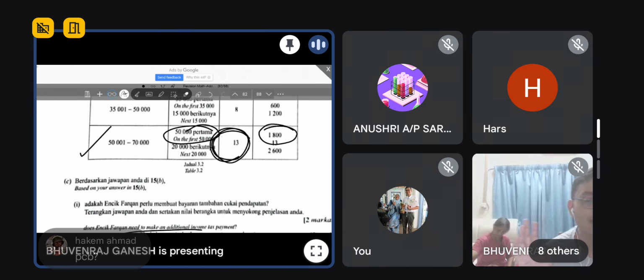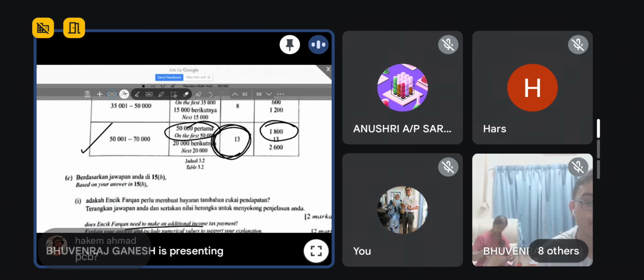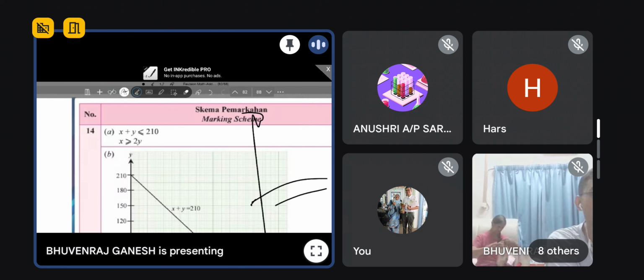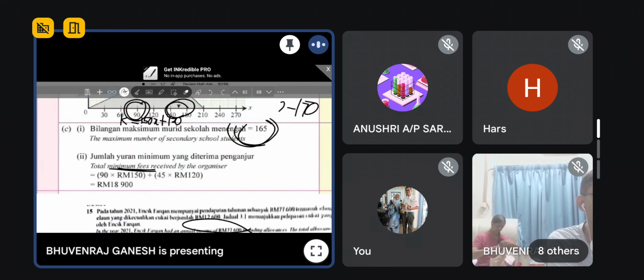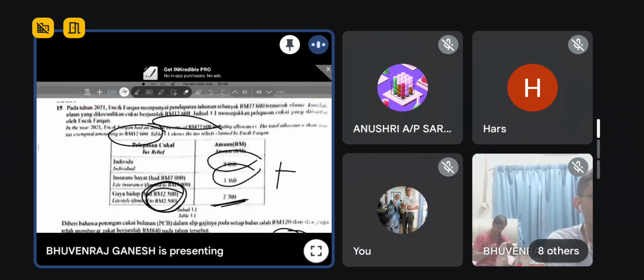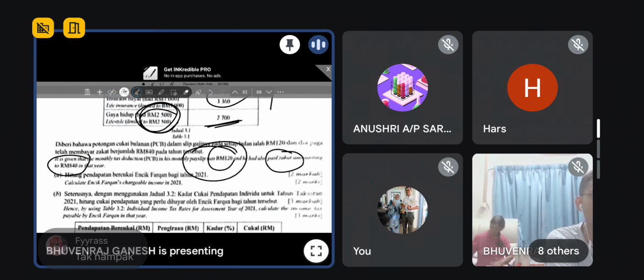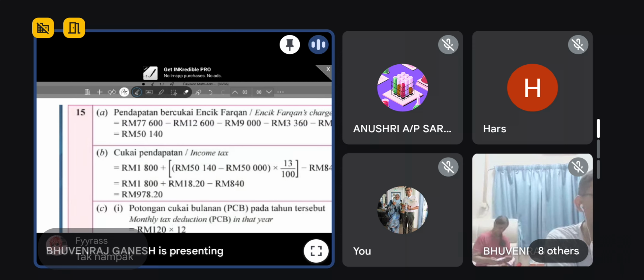Bukanlah. Yang ni bukan rebate. Yes, PCB. Correct. So guys, soalan bagi kamu PCB 120. Okay, over here, this value. Okay, 120 PCB. Yes. So PCB, boleh tak saya bandingkan 120 terus dengan nilai ni? Can I compare directly, guys?